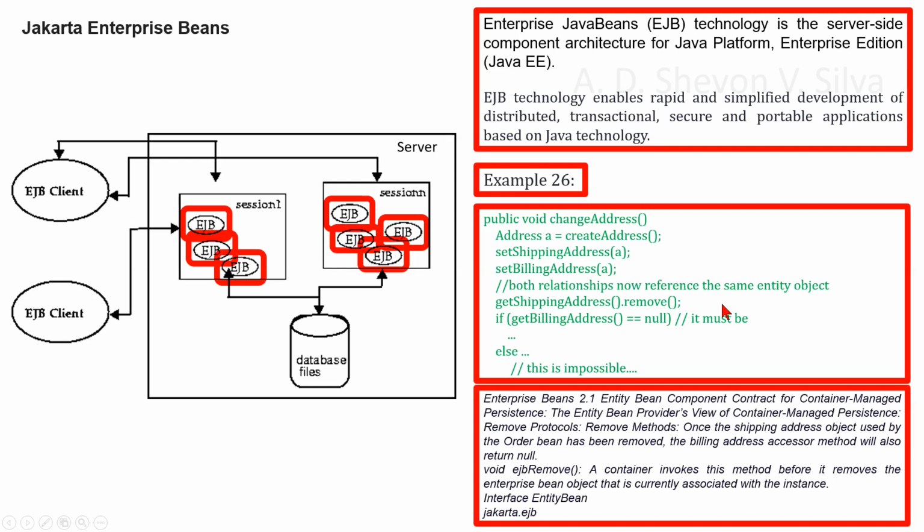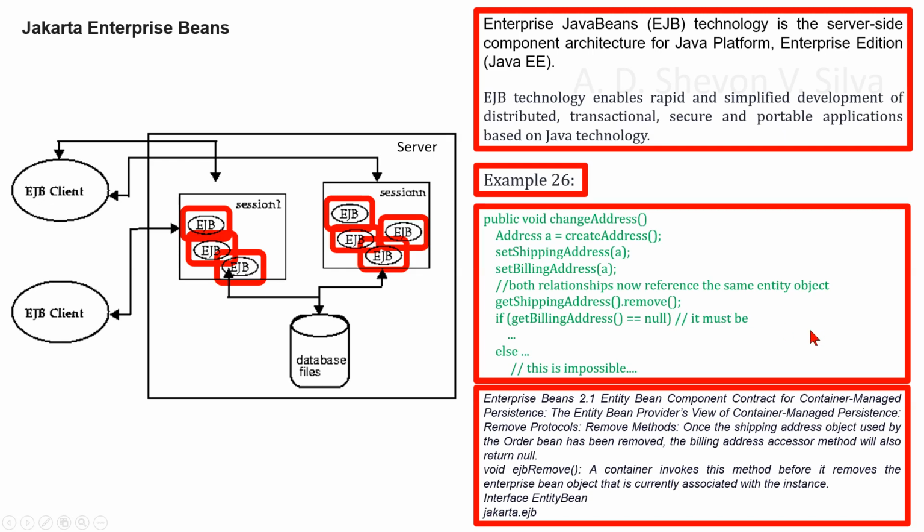After removing the entity object from the old relationships and removing its persistent representation, the container must then cascade the removal to all entity beans with which the entity has been previously in container managed relationships for which the cascade delete option is specified.